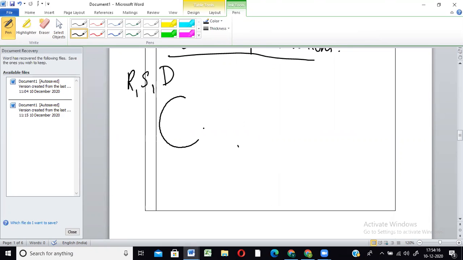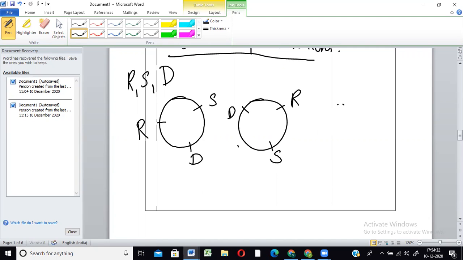Suppose this is a round table, and randomly we're just giving them positions. Suppose Ramesh is sitting over here, Dinesh is sitting over here, and then Suresh is sitting over here. Or else in other ways, suppose Ramesh is sitting over here, Dinesh over here, and Suresh over here.